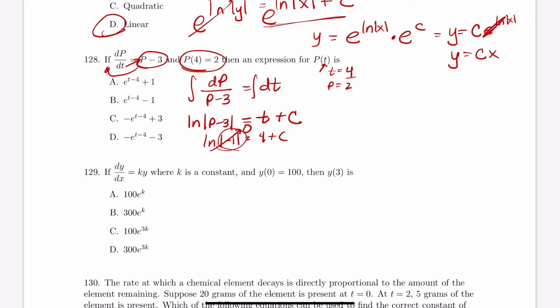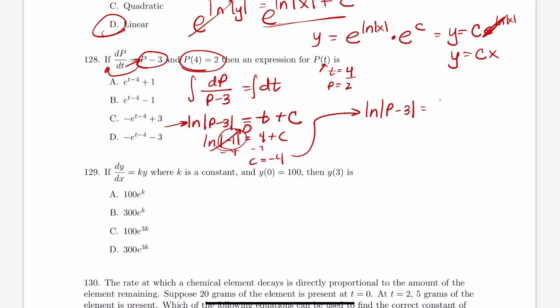So if that side is 0, I can subtract 4 from both sides, and then c is equal to negative 4. All right, so now let's go back to this function. So that's the natural log of the absolute value of p minus 3 is equal to t minus 4.